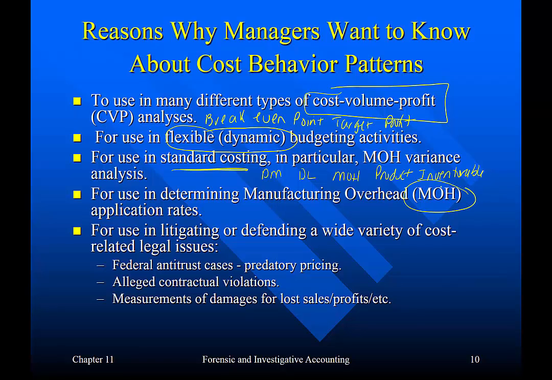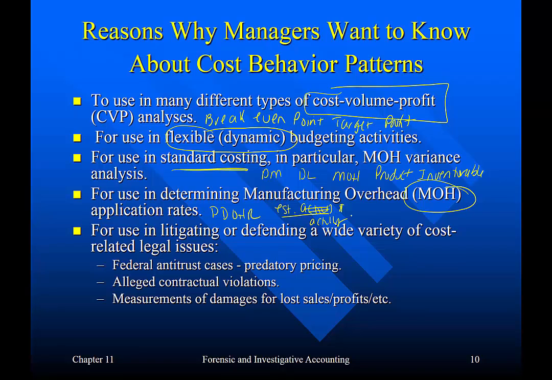Recall that manufacturing overhead is also allocated usually by a predetermined overhead rate, where you take the estimated dollars for the year and you divide it by the estimated activity, right? So up here would be the dollar amounts, and over here would be the activity. So if you have $1 million that you anticipate for manufacturing overhead and you produce 100,000 units, that would get you your predetermined overhead rate.